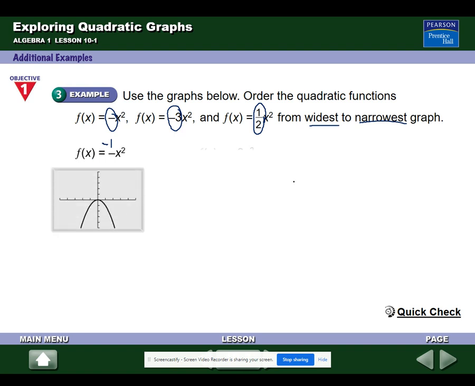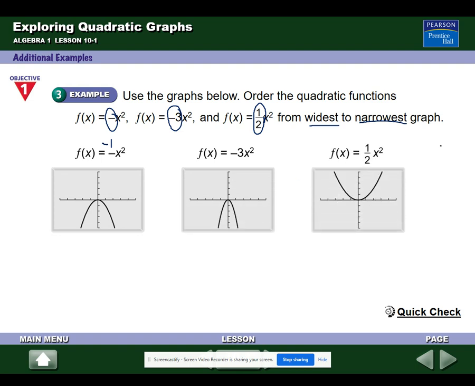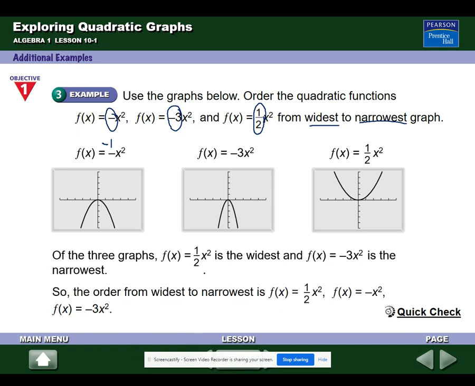I'll show you that with their calculator windows too. Here's what these 3 functions look like in the order they gave them to us on calculator windows. The narrowest one is the one that has the 3 here because it's causing it to grow faster. The widest one is the one that has the 1/2, and then in the middle is the one that has the 1. Okay, and again notice 1/2 is positive. There's the parabola that's opening up, whereas these two are opening down because their lead coefficient was negative. And there they have them listed in order.